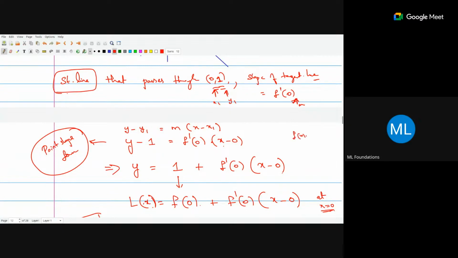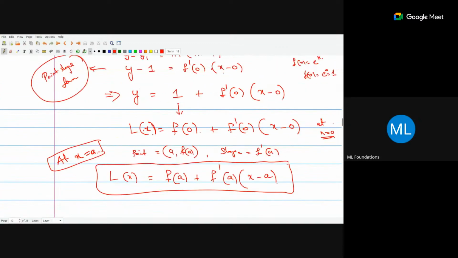See, f of x is e power x. f of 0 is e to the power 0, and that is 1. So I just came from the example to the formula. Rather, I should have gone from the formula to the example. But for better understanding, I just took the example first and then compared it to the formula we have.